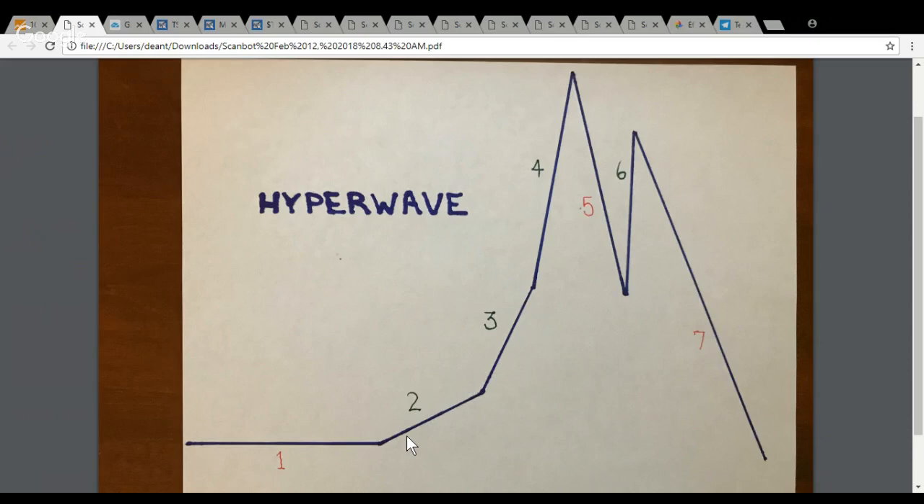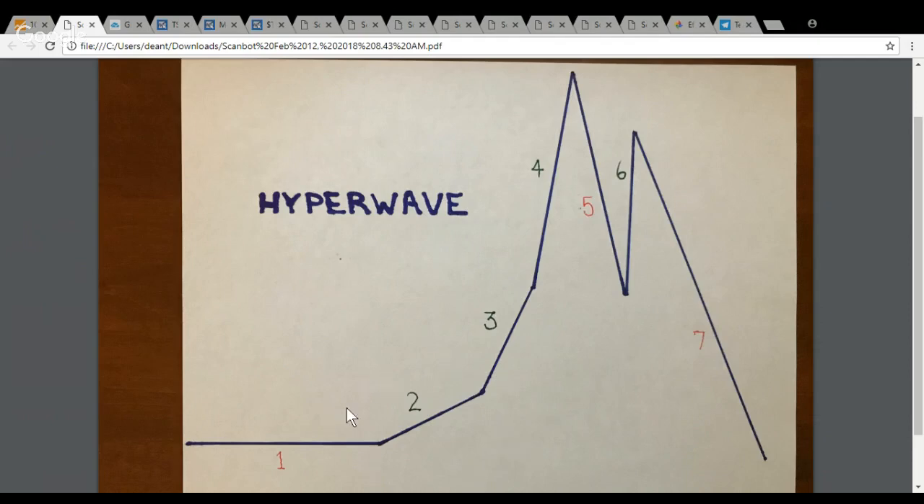But then the reverse of what I just said is true when you go to 2, 3, 4, and 6. What these green numbers mean is all the price activity is above the line. If you break below the line, that ends the hyperwave. Which means if you break below the 2 line on a weekly closing basis, there is no hyperwave. It's over. You'll never see a 3, 4, 5, 6, and 7.